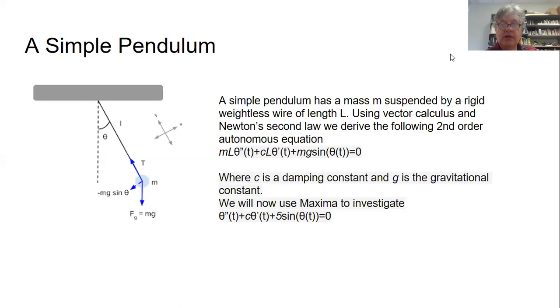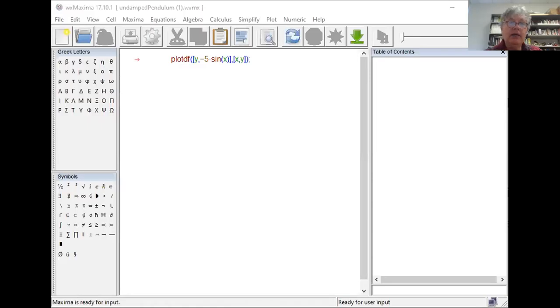Okay, so what we're going to do now is use Maxima to investigate theta double prime plus c theta prime plus 5 sine theta, where c, of course, is the damping constant. So let me pause while we go to Maxima. Okay, so here is the situation of the pendulum, and it's the undamped case where c equals 0. So this is how we do the command in Maxima, plot df. So we're going to evaluate the cell.